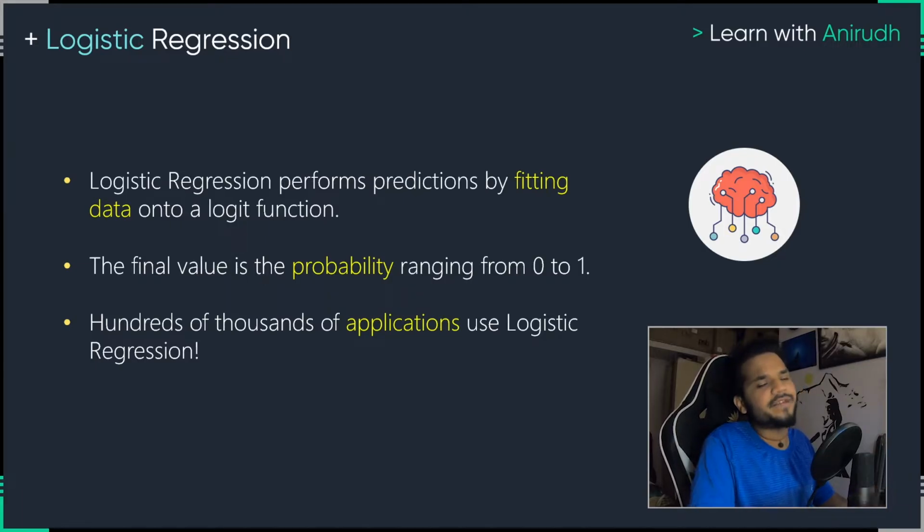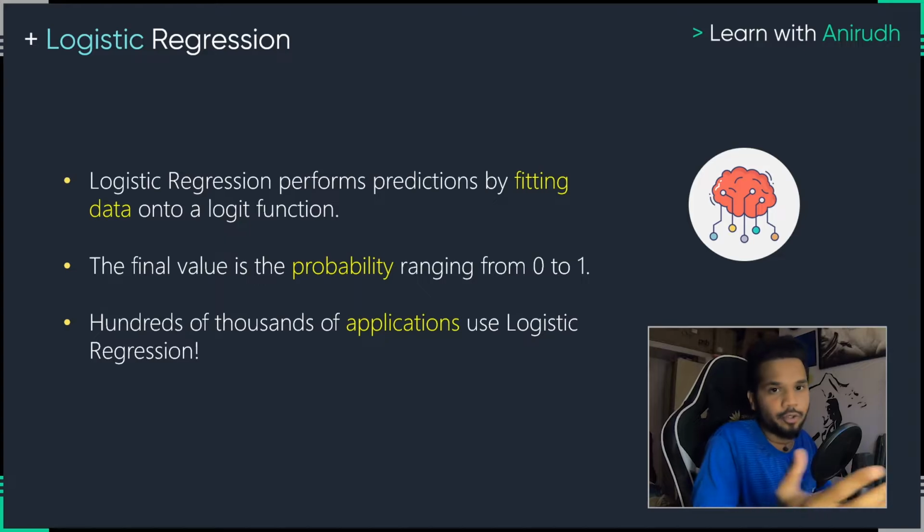Now, you should understand a very important thing about logistic regression: since we're talking about probability, the entire answer, the final answer that you're going to get, is going to be in the range of 0 to 1, because since we're talking about probability, it cannot be anything else.